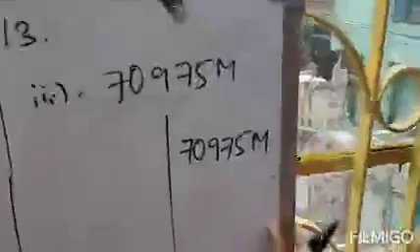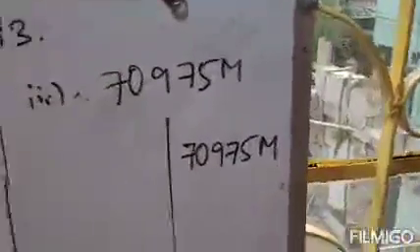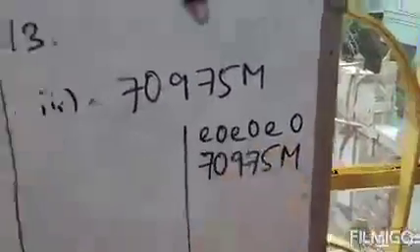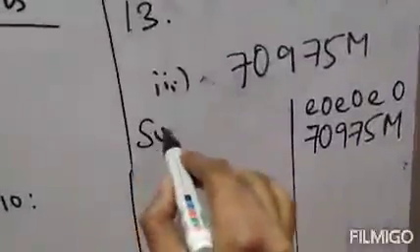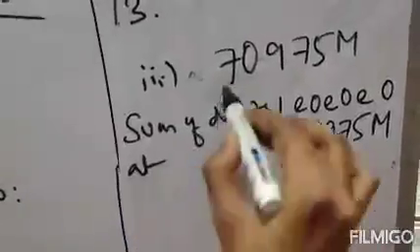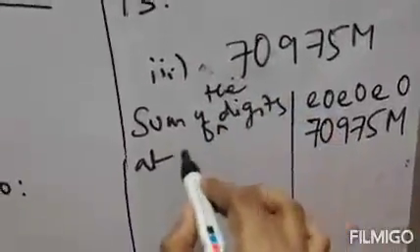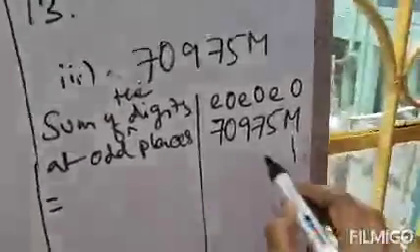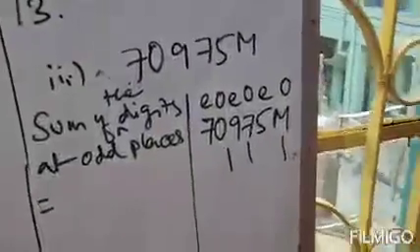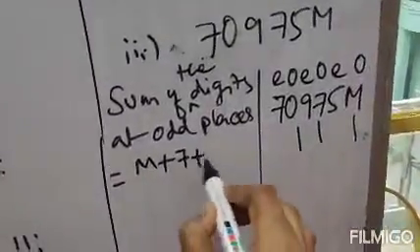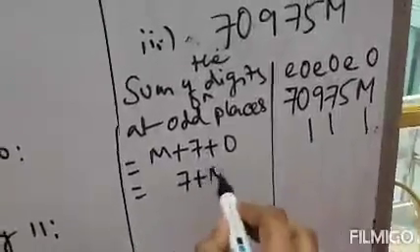Assigning from your right side, starting with odd: this is odd, this is even, this is odd, this is even, this is odd, this is even. Now write the sum of the digits at odd places. Odd places means this is your odd place, this is your odd place, and this is your odd place. That means m plus 7 plus 0. This is 7 plus m, because 7 plus 0 is 7.